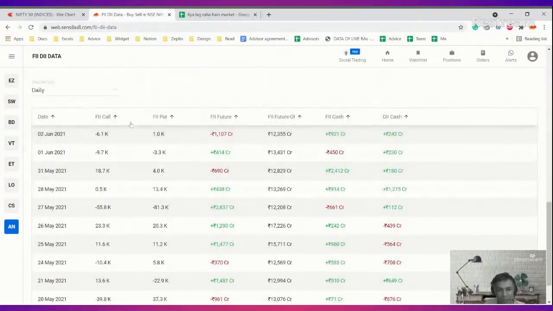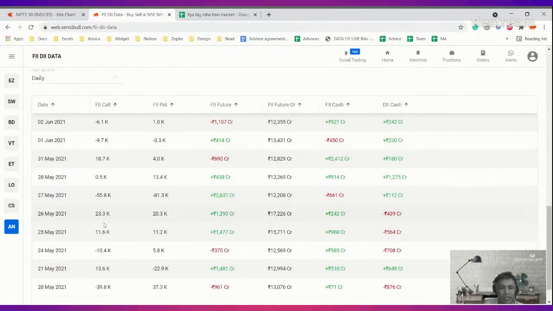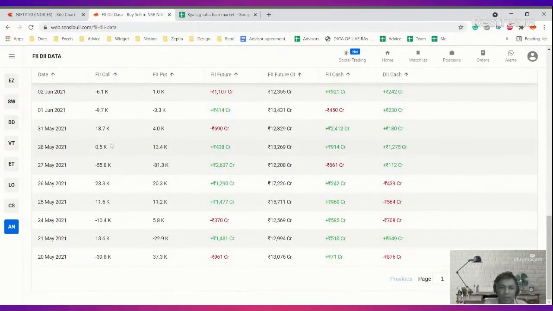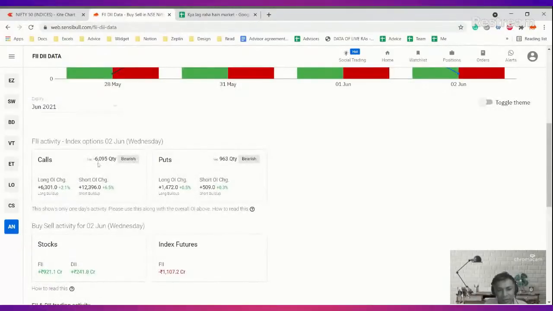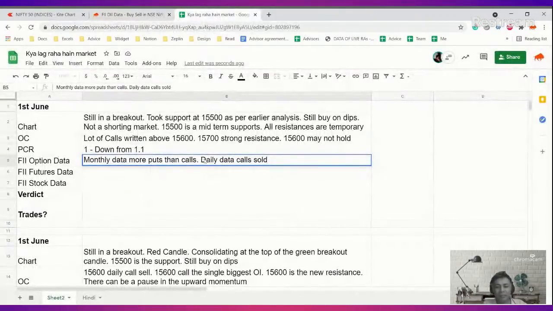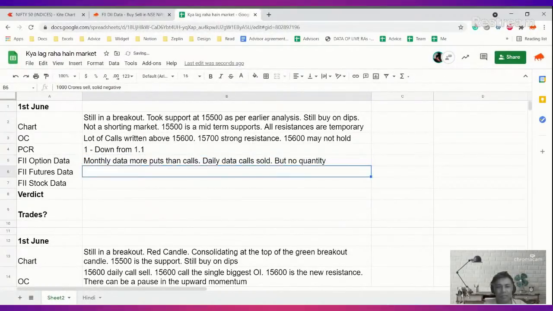If you look at the table, we have seen days when there have been 55,000, 23,000, 39,000, 40,000 calls sold, 25,000 calls sold, 20K puts bought, all of this. Compared to that, 6,000 is just like a bucket in an ocean. So I don't really think this is big. I would ignore this, very, very minor.